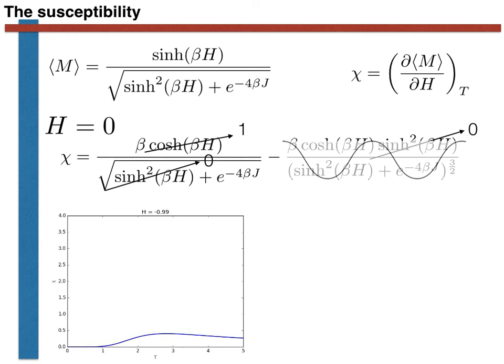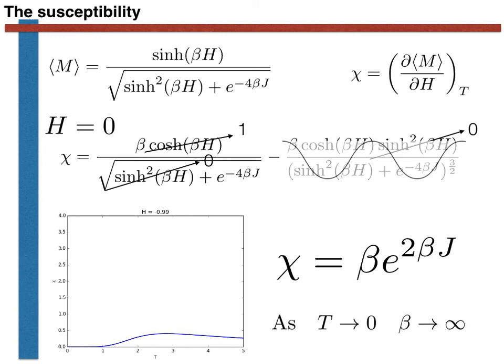As such, we find that the susceptibility is simply equal to beta multiplied by e to the power 2 beta j. What is more, this function does indeed diverge as t tends to 0. When t tends to 0, beta tends towards infinity, and as such, the susceptibility tends towards infinity.